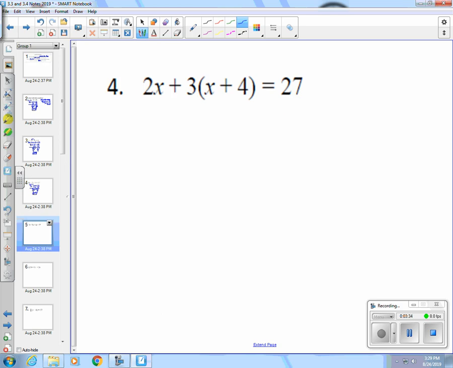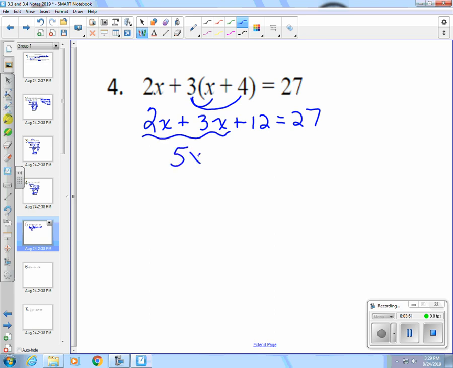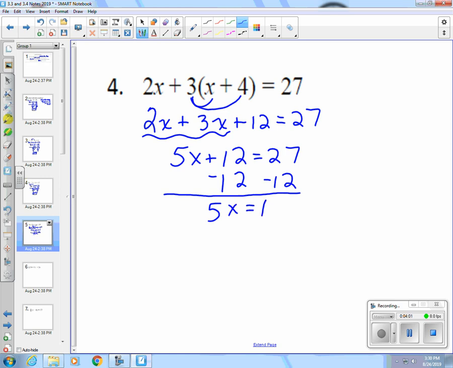Our set of parentheses needs to be taken care of. The 3 is times the x, and the 3 is times the 4. So we'll have 2x plus 3x plus 12 equals 27. Add your like terms together. 5x plus 12 equals 27. And then we can subtract 12 on both sides and be left with 5x equal to 15. And now when we divide by 5 on both sides, x will be equal to 3.